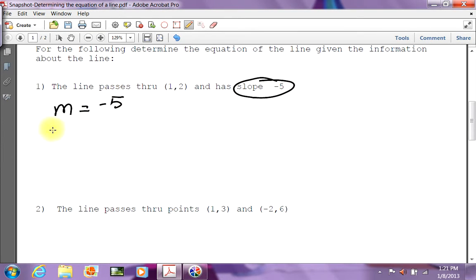So now I know the equation actually looks like this. y is equal to -5x plus b. But what is b? I don't know what b is. b is the y-intercept. If I had the y-intercept, the x value would be 0. In this particular point, the x value is 1, so it's not the y-intercept. But I know one thing. This is a solution to this equation. (1, 2) is a solution.